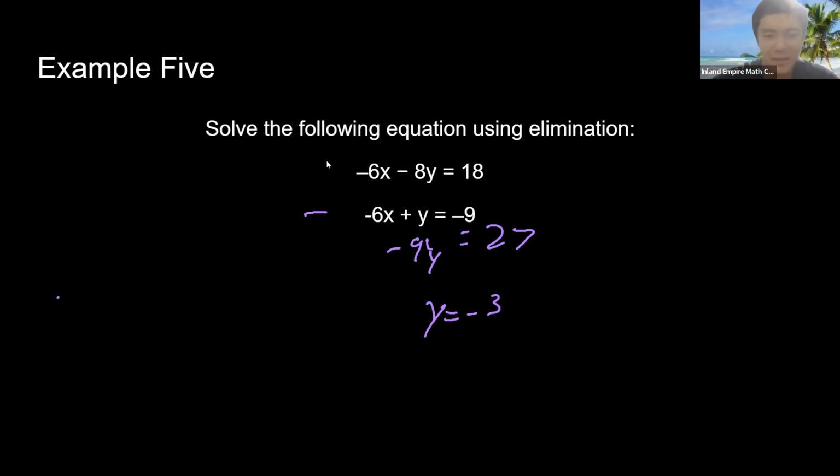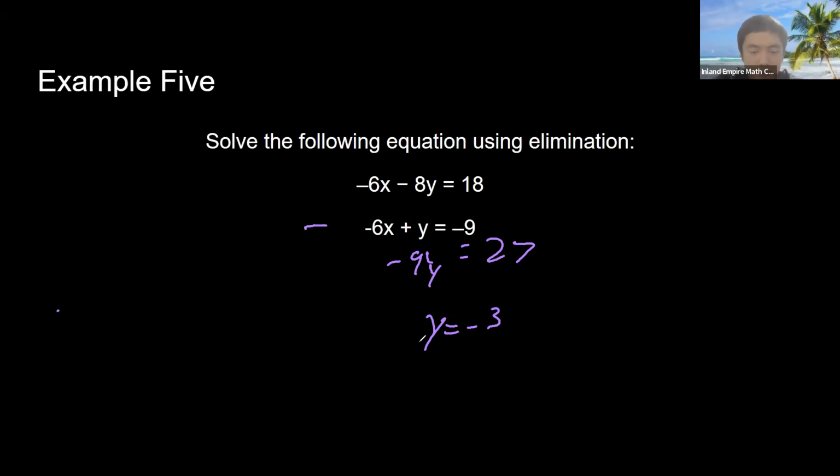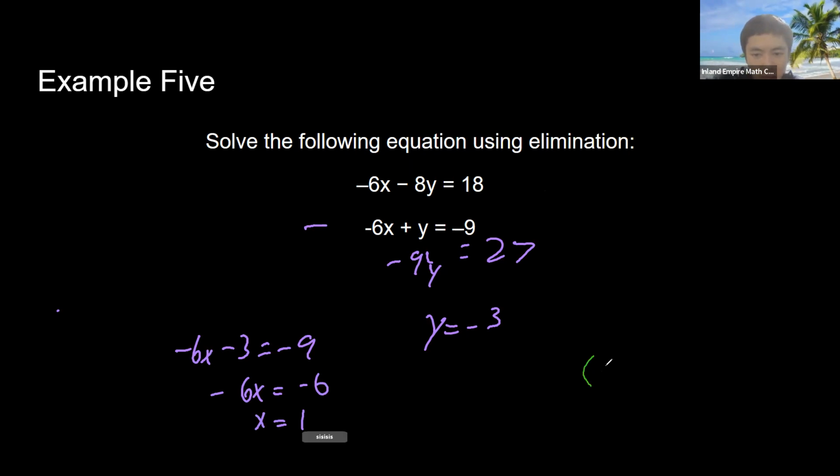Okay, so now let me help you guys finish the problem. The thing with elimination is that after you get one of the variables, you do have to solve another single variable equation, slightly more complicated. In this case, you would plug y back into the second equation, so you would get negative 6x minus 3 equals negative 9. If you combine like terms, you would get negative 6x equals negative 6, so x equals 1. The solution then would be (1, negative 3).